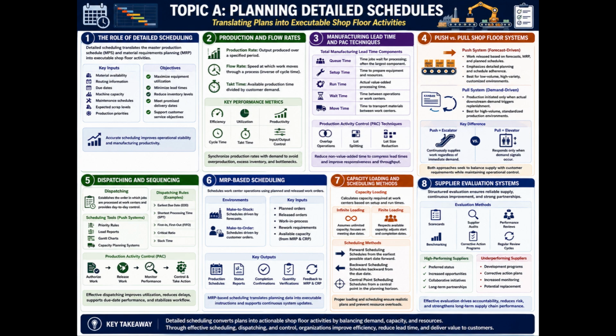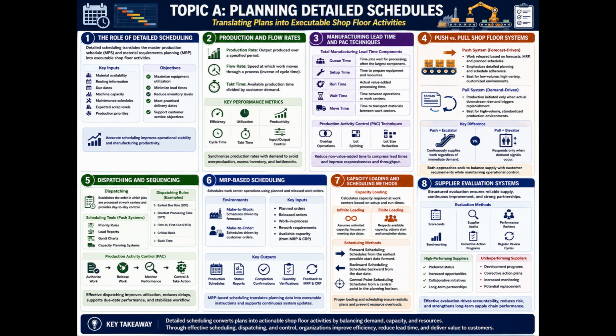MRP-based scheduling is generally best suited for low-volume, high-variety environments requiring significant customization, while pull-based approaches are most effective in high-volume, standardized production settings. The push approach resembles an escalator continuously supplying work regardless of immediate demand, whereas the pull approach resembles an elevator that responds only when demand signals occur. Both approaches seek to balance supply with customer requirements while maintaining operational control.